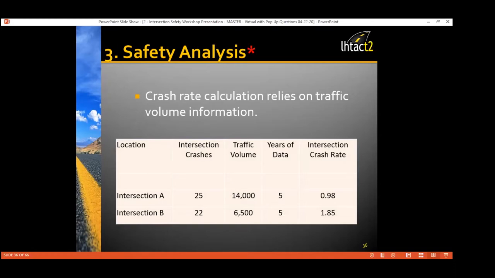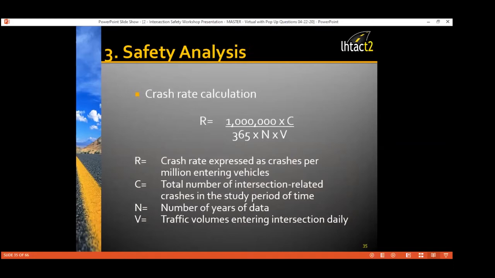Does everybody see this? Does everybody understand? Are there any questions? Let's stop right here and ask if there are any questions, because this is important when we talk about crash frequency and crash rate. So this is a great time to unmute your microphones and ask any questions. If you want to use the chat box, I can read those aloud.